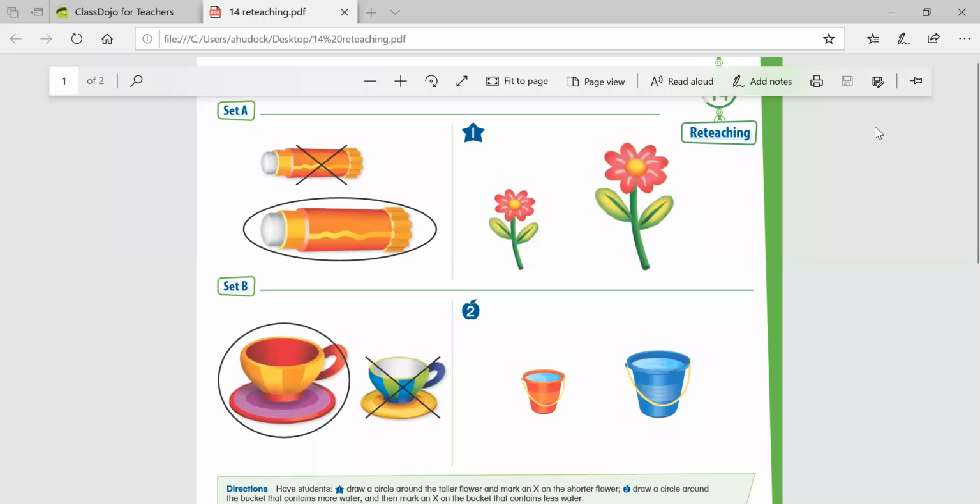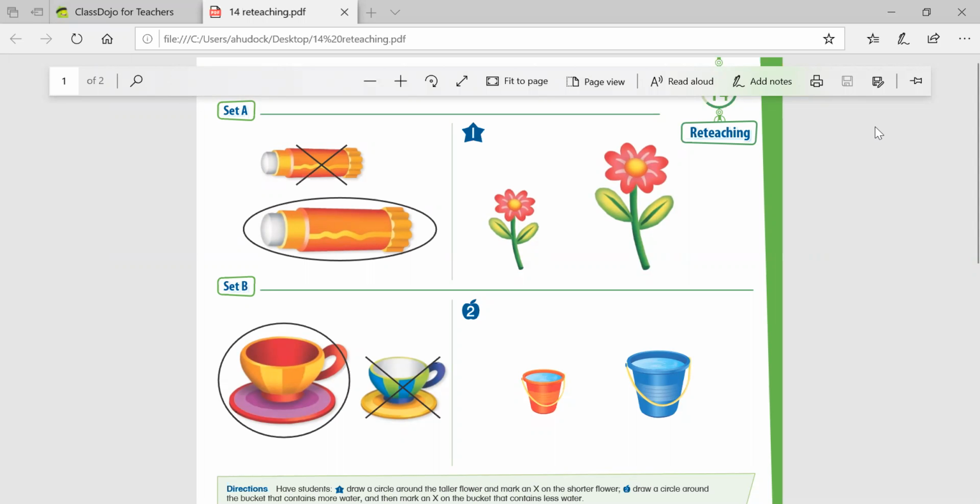Hi, everyone. As we're wrapping up lesson 14, our measurement lessons, we just wanted to take some time to go over all of the things that we have learned so far in our topic 14 lessons with some reteaching of the different lessons that we have learned thus far.